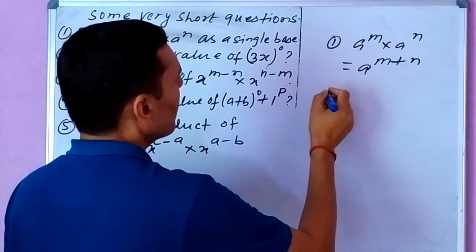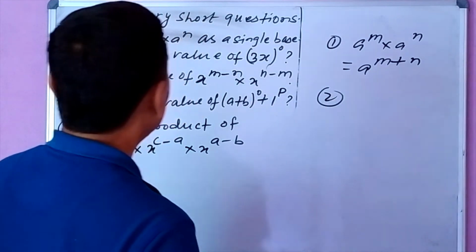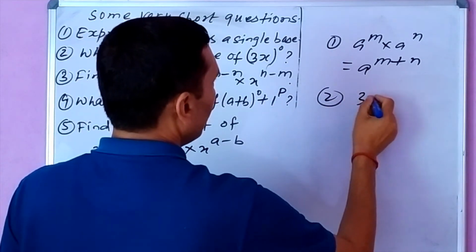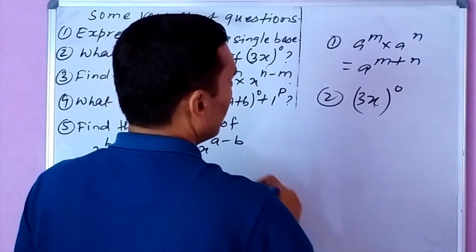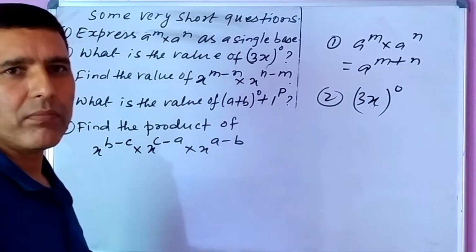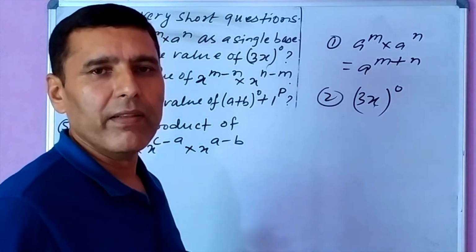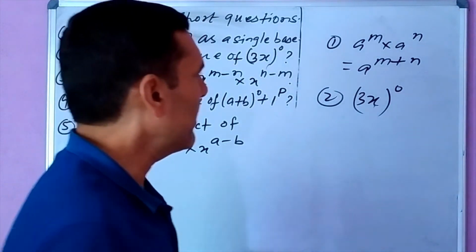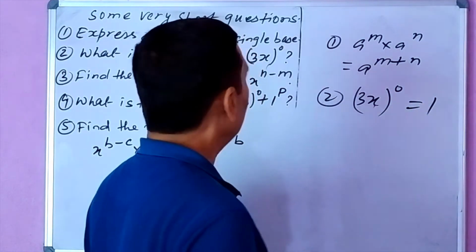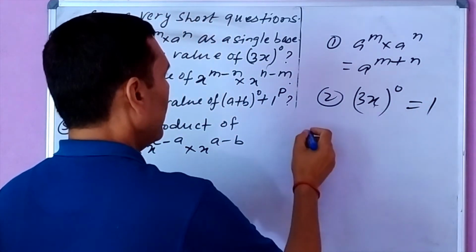Now number 2, what is the value of 3 to the power 0? This is the zero power law. If anything has the power 0, its value is always 1. Finish.